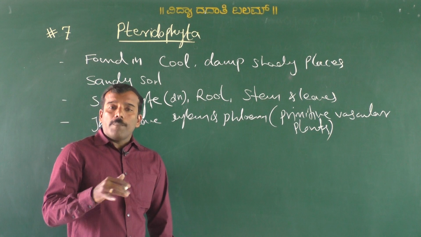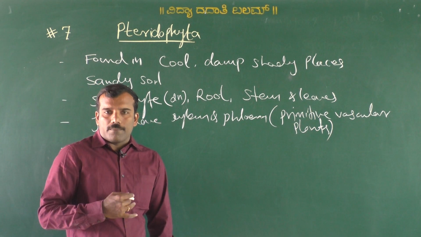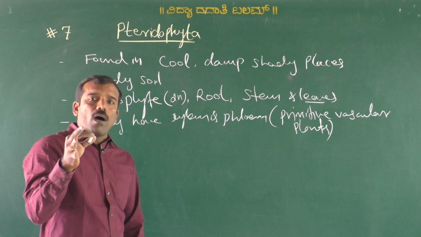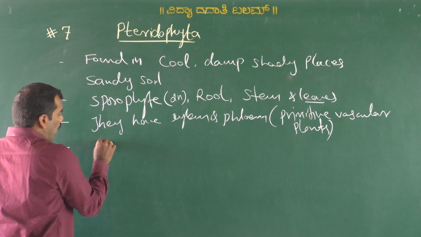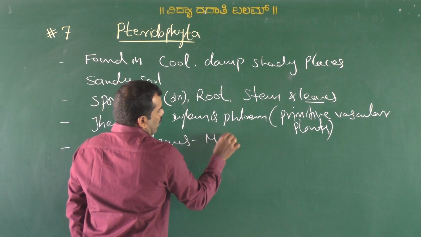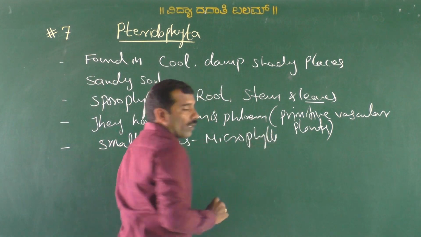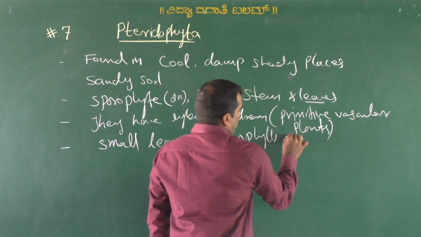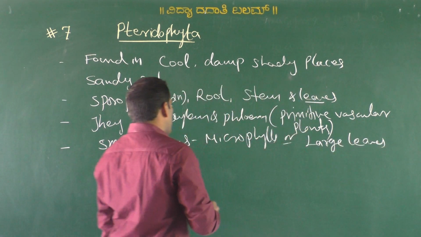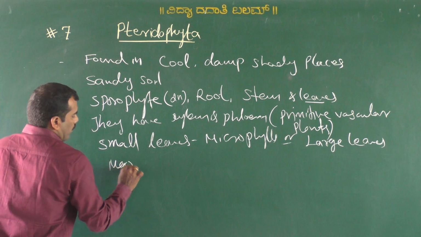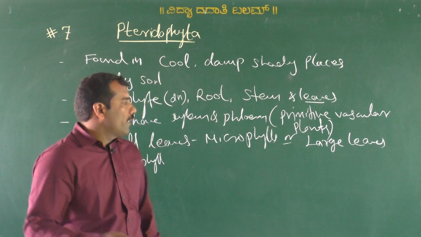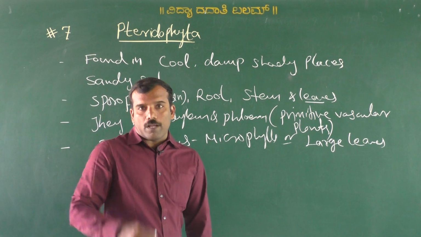Then the sporophyte, that means the spore-producing plant, is diploid, and especially the leaves may be small, called microphylls, or they may be large leaves, called macrophylls. That means the leaf may be small or large, a microphyll or macrophyll.